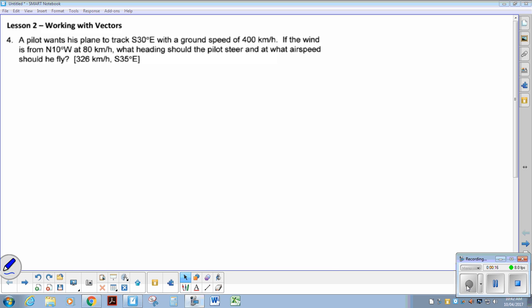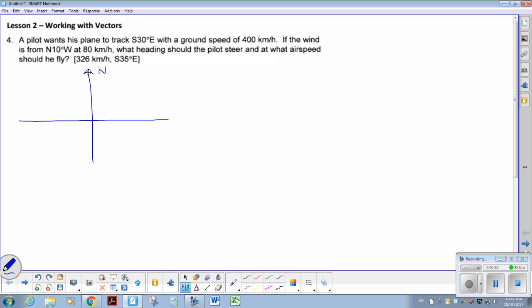So whenever I get into these questions that involve coordinates or directions on the compass, I'm going to give myself a little bit of a diagram here to help me visualize what's happening. So the pilot wants his plane to track south 30 degrees east. So that would be this vector right here. And this is my resultant. The reason it's my resultant is because that's what he wants. That's his end game here.